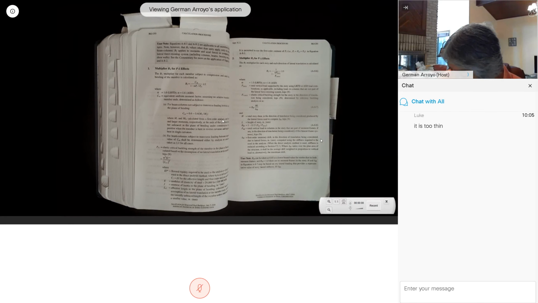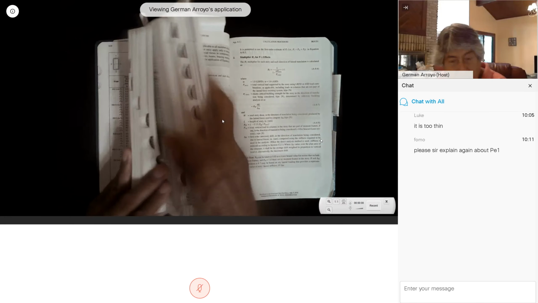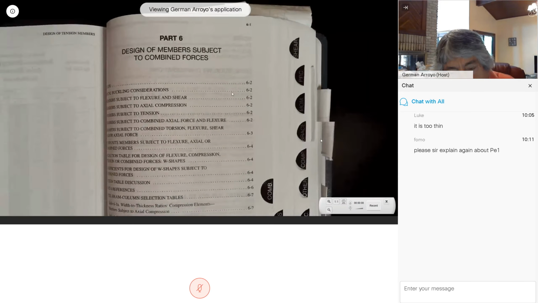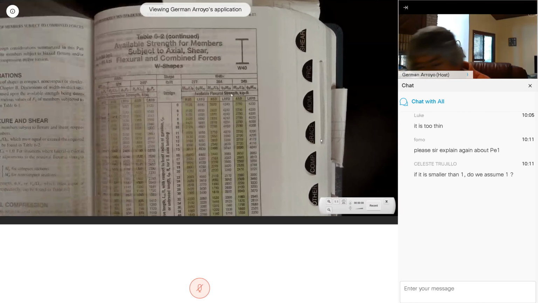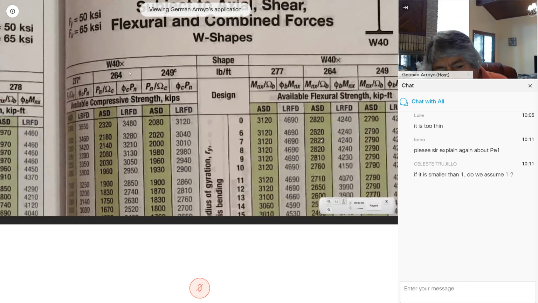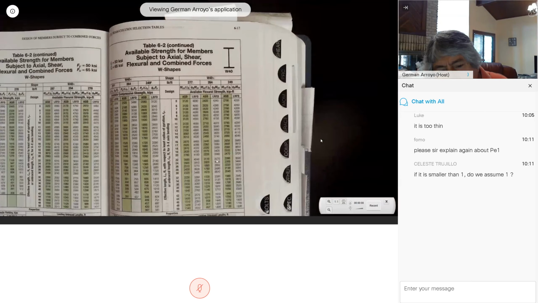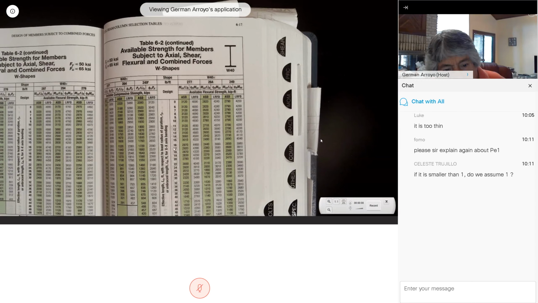But this edition of the code has done a tremendous job in Chapter 6. Chapter 6 is an incredible chapter. Chapter 6 has all the sections in the code. Just to give you an idea, on this page, W40x264. It can be very difficult in your lifetime to use the W40x264. But for every single section that is in the chapter, they have done the computation of phi M sub n and the computation of phi P sub n, and everything depends on the unbraced length or KLy.